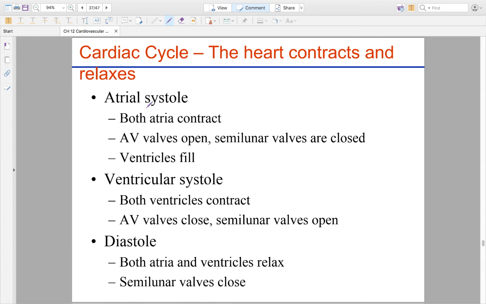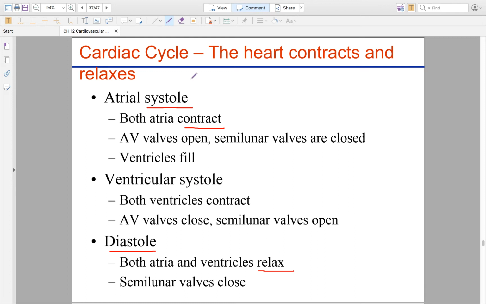And the first one is systole. Systole means to contract. Okay, the other one is diastole. Diastole is relaxation, or when something relaxes, one of the muscles. Now, the cardiac cycle is the cycle of the heart as it contracts and relaxes.